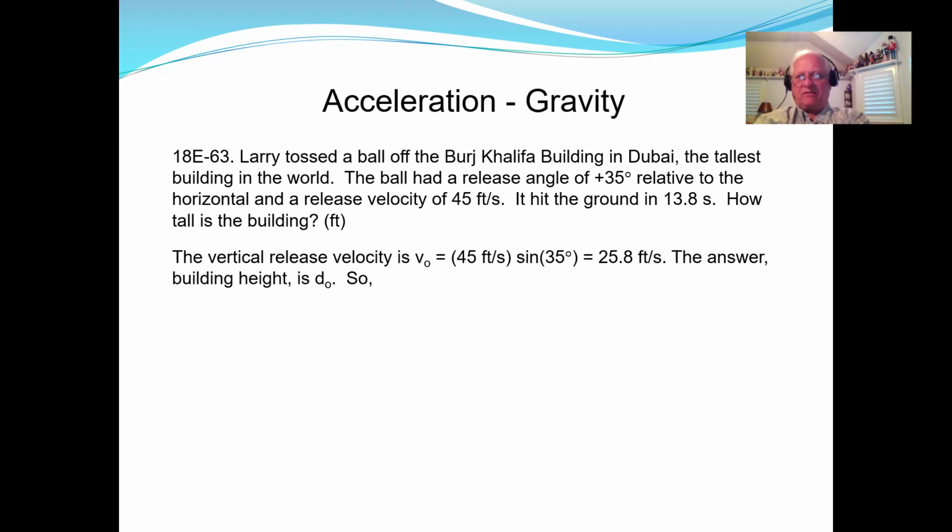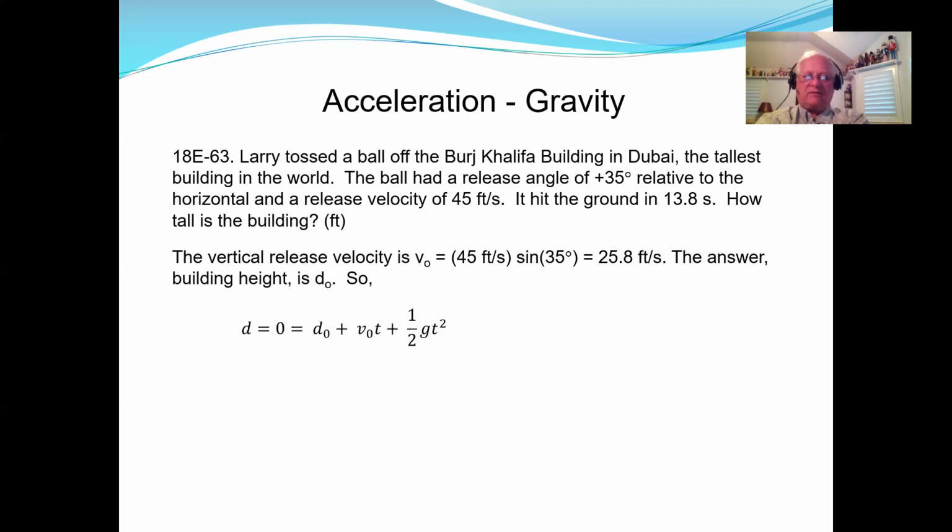So I basically have a right triangle with an acute angle of 35 degrees. The vertical component, which is the smaller value, would be the vertical velocity, given by 45 sine of 35 degrees, which gives me 25.8 feet per second. So the building height, d naught like before. I know the vertical release velocity. It's vertical upward, so my v naught is 25.8 feet per second.